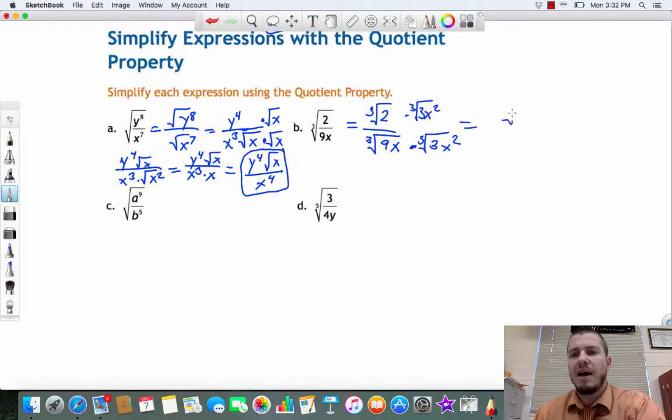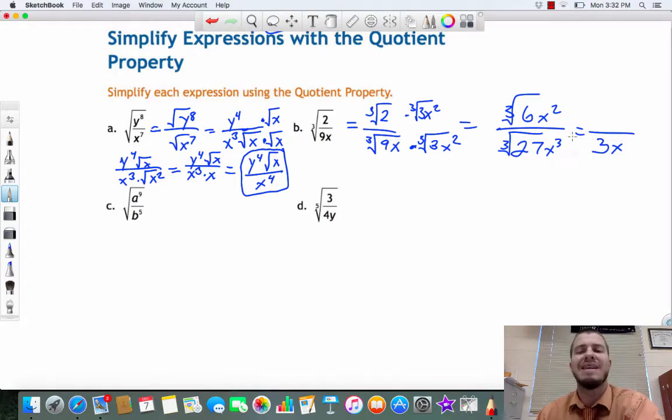And when I simplify that, I can multiply these together, both cube roots. 2 times 3 is 6, x squared over, and this becomes the cube root of 27x cubed. And then the cube root of 27x cubed simplifies to just 3x. Cube root of 27 is 3. 3 goes into 3 once. There's nothing left over, and that was my goal. So I didn't have any more radical in the denominator. And this does not simplify, so it's just cube root of 6x squared.